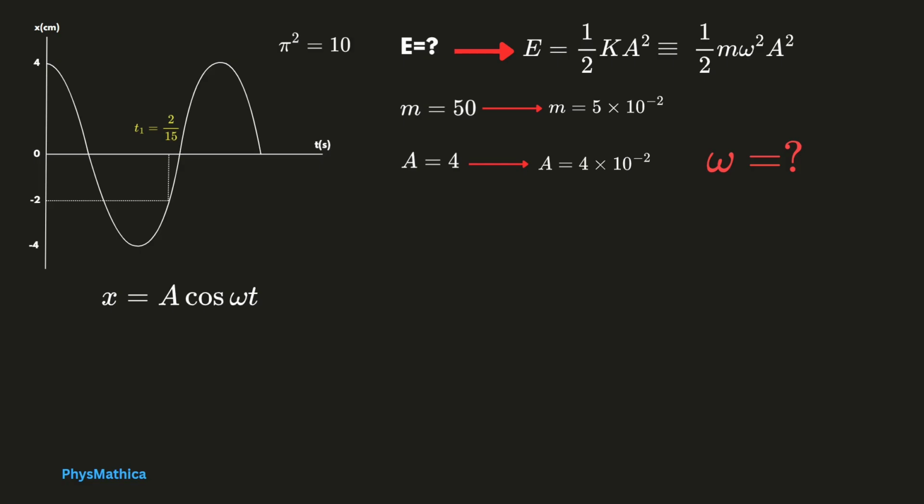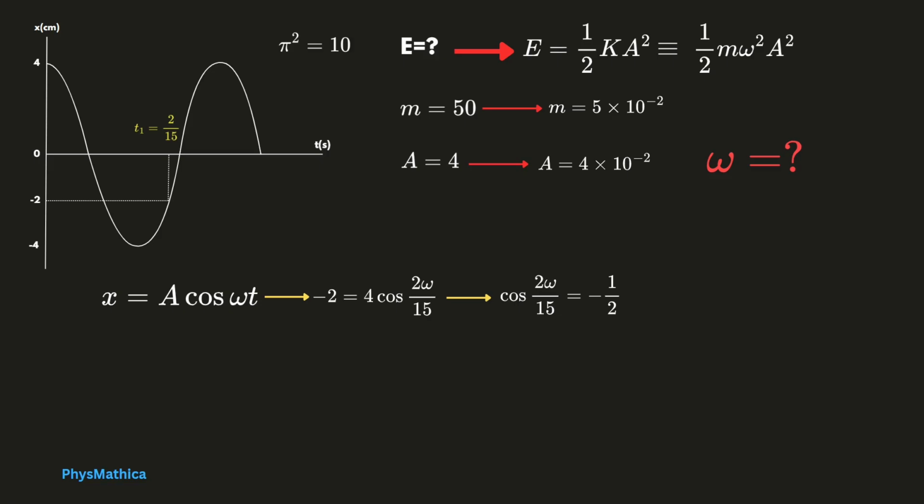We know that displacement equals A multiplied by cosine omega t, which is just simply an equation for the displacement in a harmonic motion or harmonic oscillator. So for that position of -2, if you take a look at the graph again, you can see that at the position of -2, our t equals 2 over 15. So let's just solve this equation for that specific time and position. We have -2 equals 4 cosine 2 omega over 15. And from here, we can see that cosine 2 omega over 15 equals -1 over 2.